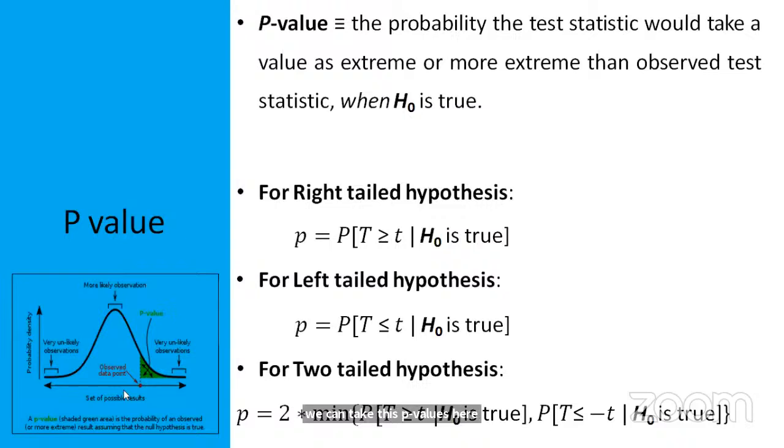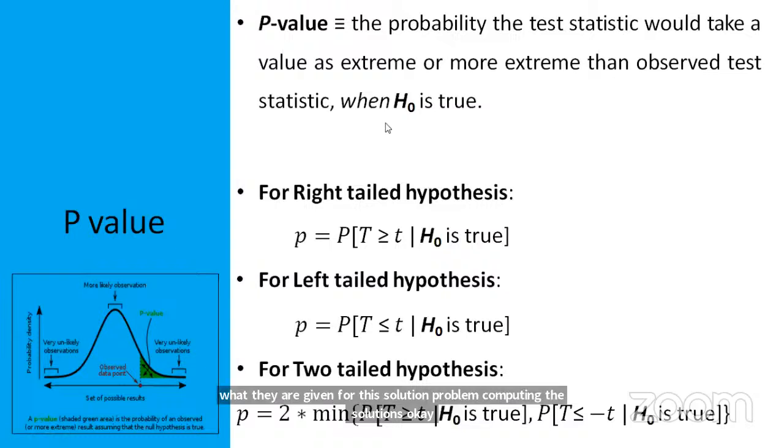Okay. See this diagram: the p value marks the very unlikely observations on the left side. If you are looking at p values, your entire data should be normally distributed. Even if you take sample data, that sample data should also be a normally distributed data set. So we have to check the normality of the data given for the problem. Okay.